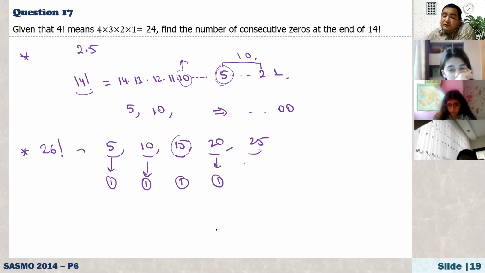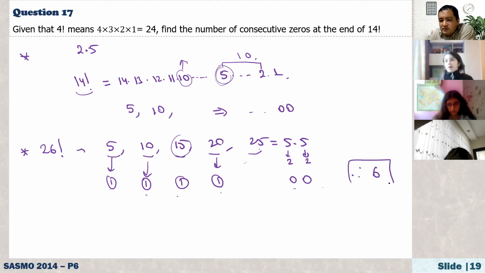In 25, we have two 5s because 25 is equal to 5 times 5. If I multiply this 5 by 2, and this 5 by 2, they actually give us 2 zeros. So how many zeros? 1, 2, 3, 4, 5, 6. So altogether, there will be 6 consecutive zeros at the end of this multiplication.